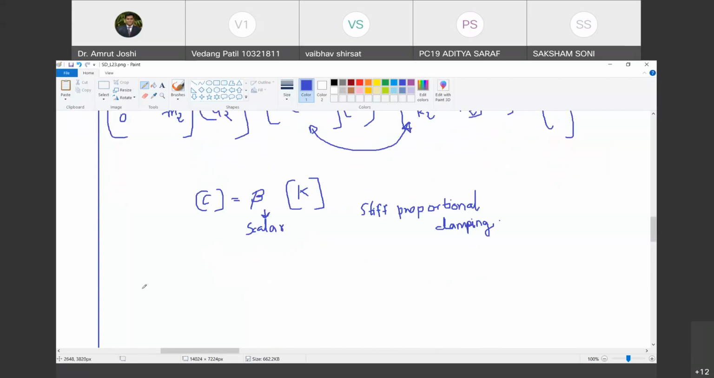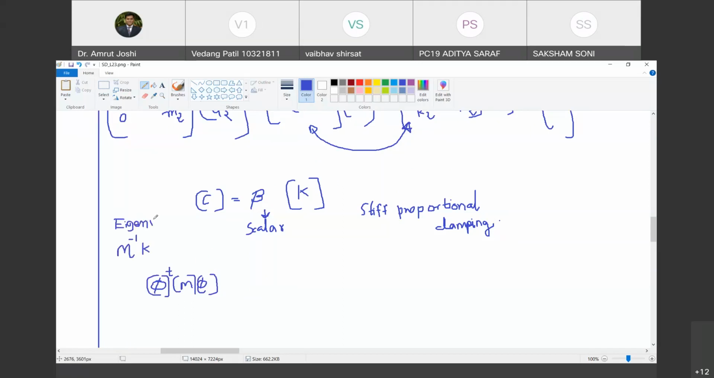Now, if we apply the transformation, we are quite sure that phi transpose M phi is diagonal. By the way, what is phi? How do we find phi? To find phi, we find the eigenvalues of M inverse K. That is the first step.